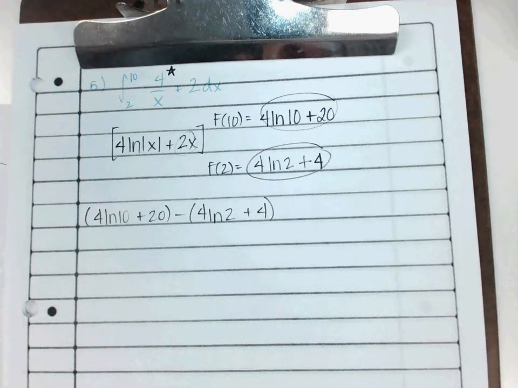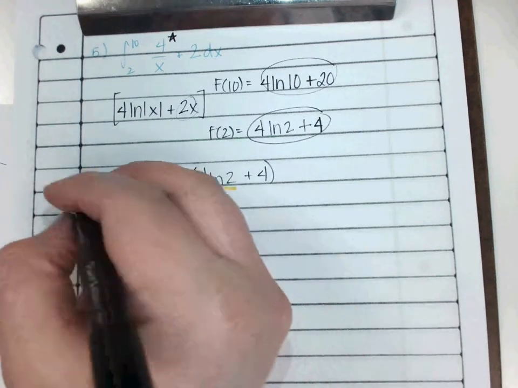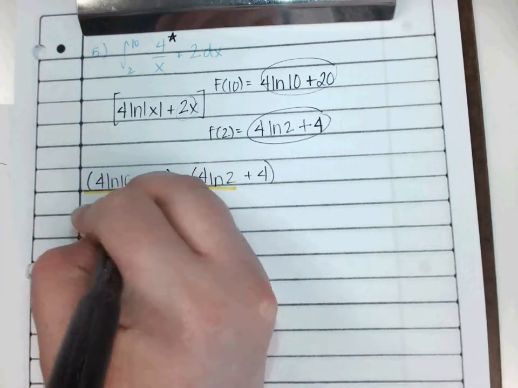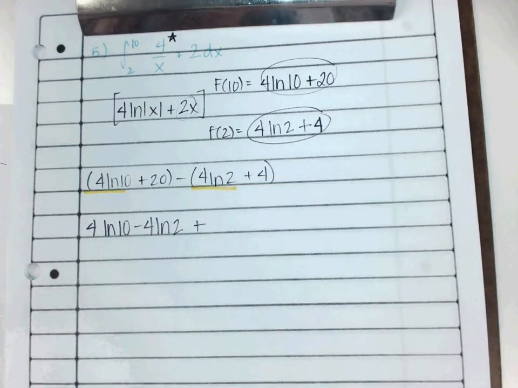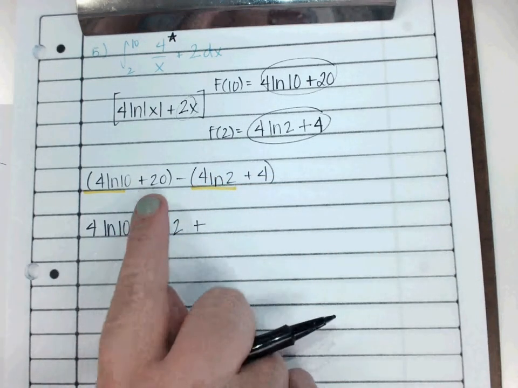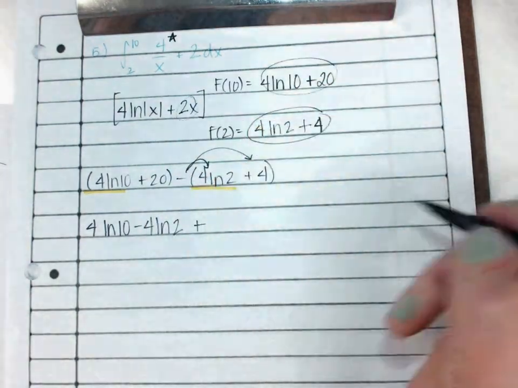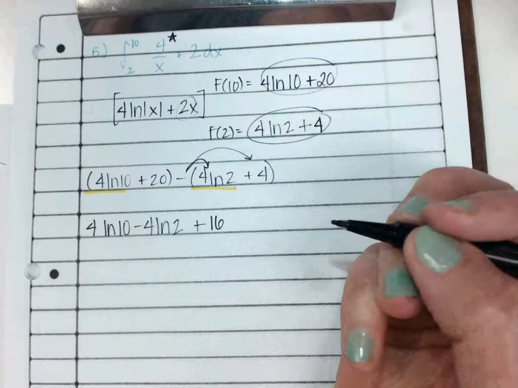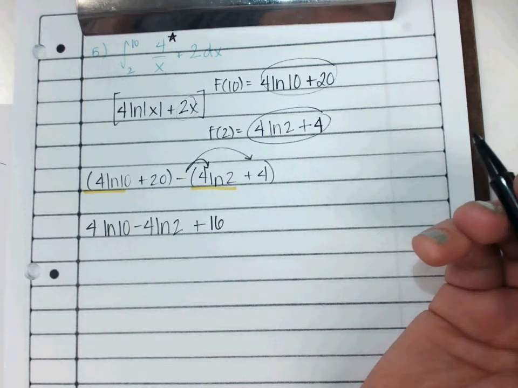Now, they would not leave the answer like that. There are things that can combine. The first thing I'm going to do is pull the ln terms to the front, since they have special rules we'll talk about in a second. So I have 4 ln 10 minus 4 ln 2. Then the two numbers we can put together: 20 minus 4 is 16. We're all good with that? Here's what you can do with the ln's. The first thing you need to do is take the 4 out.